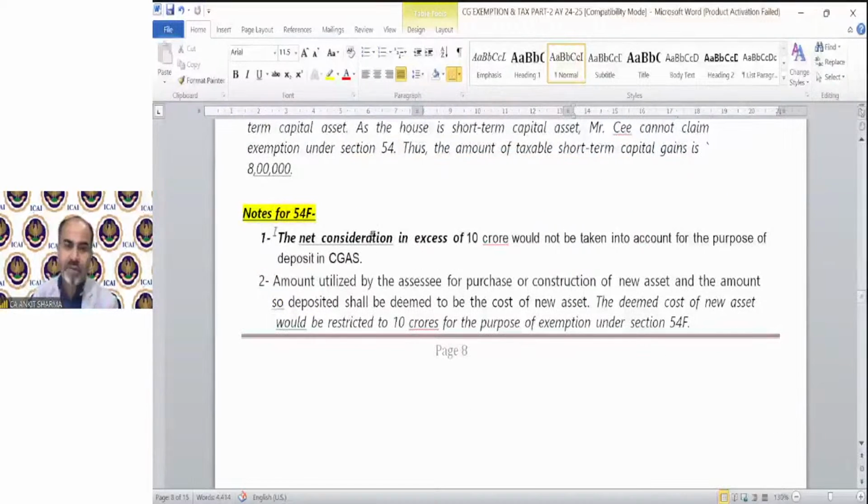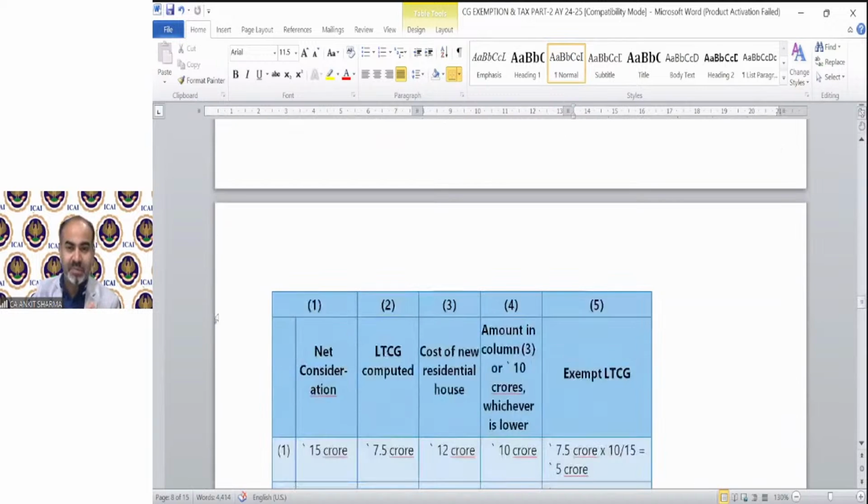Now the notes for section 54F. The net consideration in excess of 10 crore would not be taken into account for the purpose of deposit in CGAS. Maximum deposit can be 10 crore. The second point repeats the same thing. Amount utilized by the assessee for purchase or construction of a new asset, the amount of deposit shall be deemed to be the cost of the new asset, and this cannot exceed 10 crore.